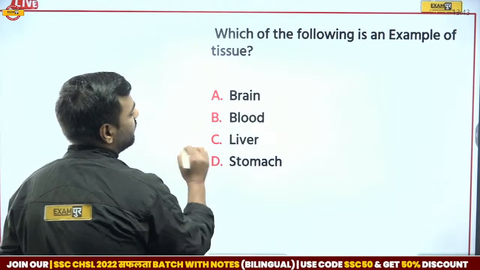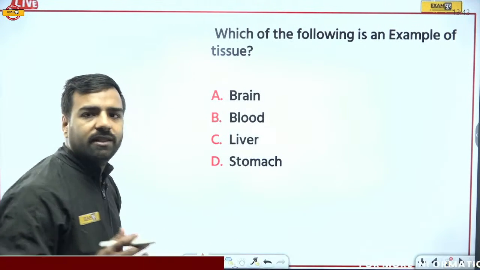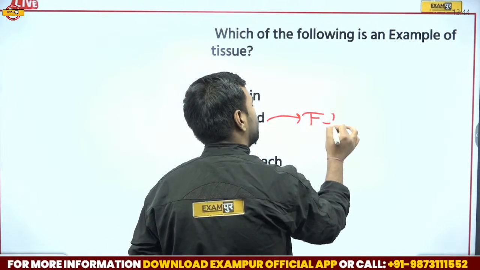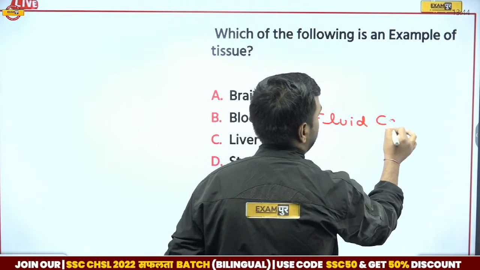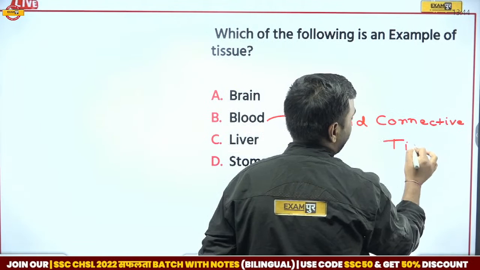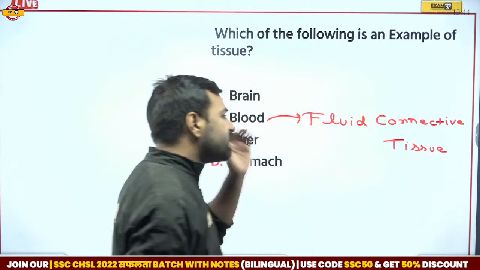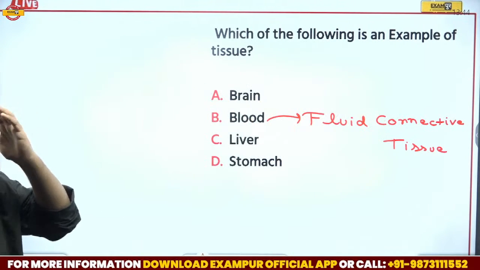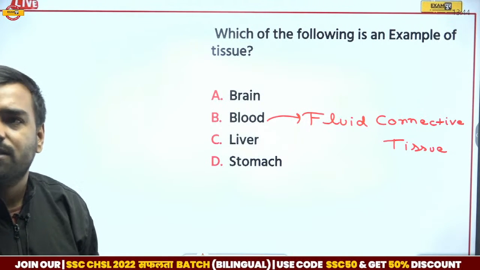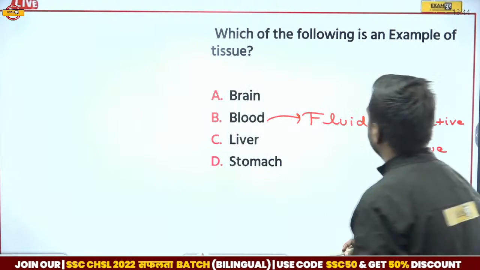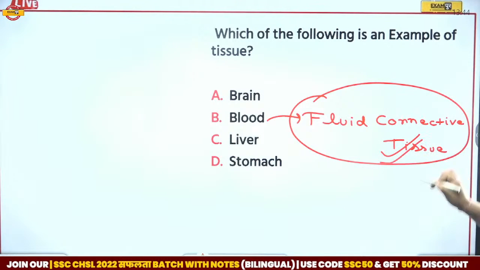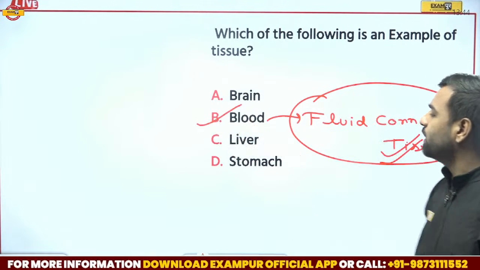If I talk about brain, liver and stomach, obviously they can't be tissue. But if I talk about blood, what is that? Blood is actually fluid connective tissue. But as soon as we see the question, we get confused, sir, blood can be tissue. Yeah, it is. Blood, bones, muscles, cartilage. Here, blood is actually fluid connective tissue and hence we can say that blood is actually a tissue. And hence option number B is going to be the correct answer.